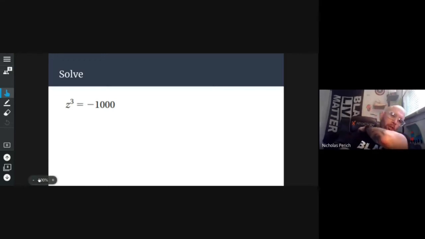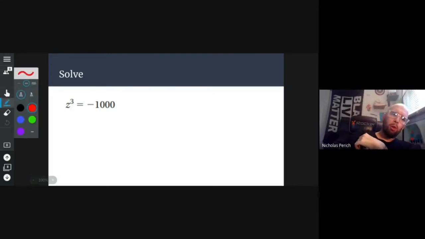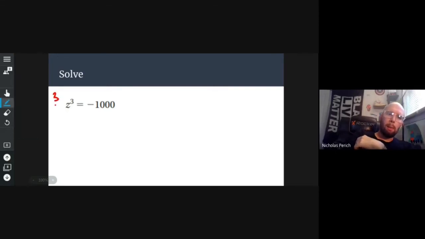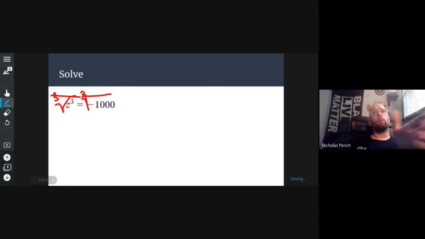So is Z all by itself? No. What's in the way? A cubed is in the way. How do I undo a cubed? You cube root both sides. That crosses out. Z equals the cube root of a negative is a negative.